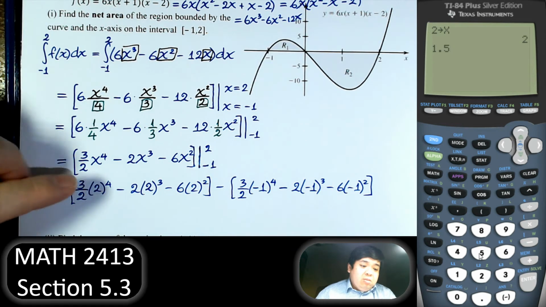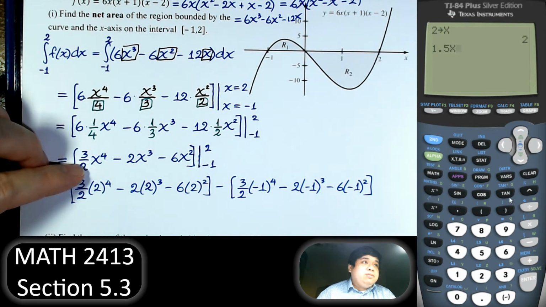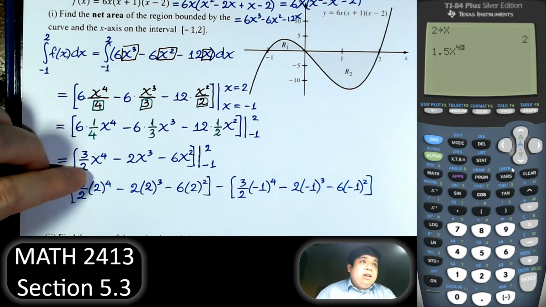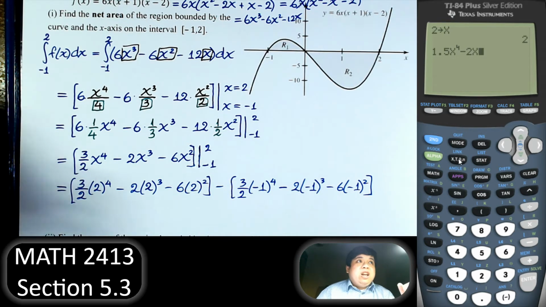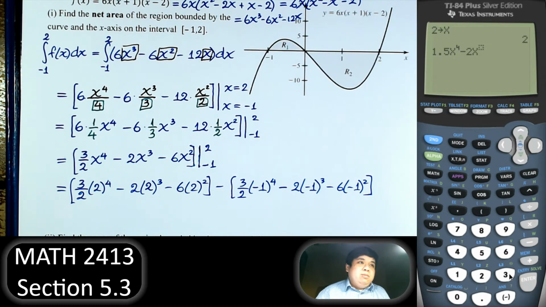Sometimes little things like this will help. 2x cubed, you can type x, but I just type x cubed here. Minus 6x squared. So when x equals 2, this is equal to -16.